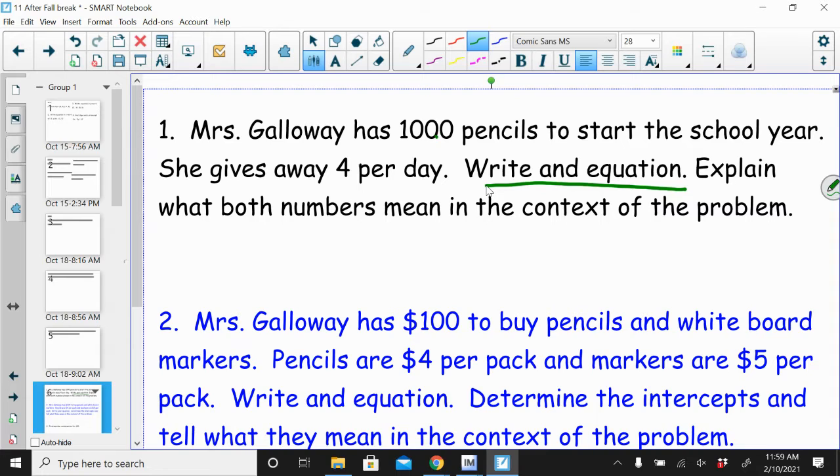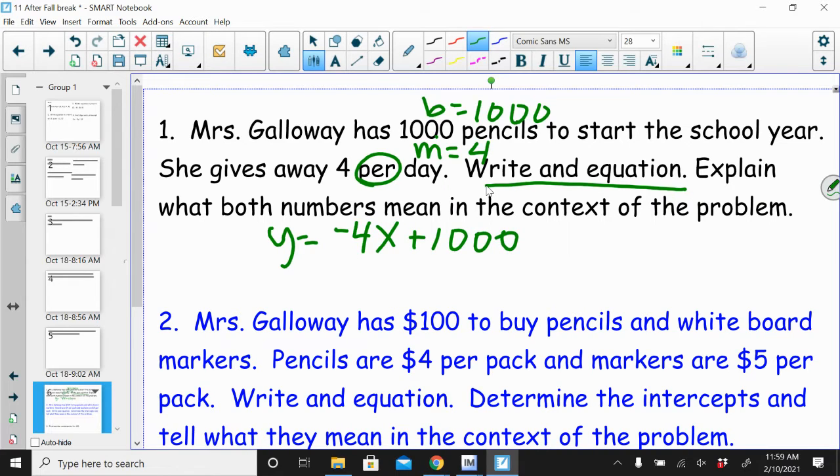So there's 1,000 pencils, and I see per day. That means that is the slope. This is the y-intercept. So we can go straight to y equals negative 4x plus 1,000. Make sure you put a negative because it's giving away. So it's coming off of the 1,000 original.